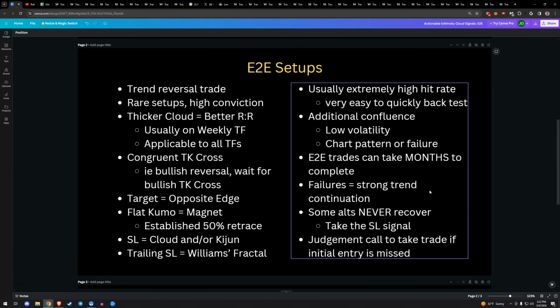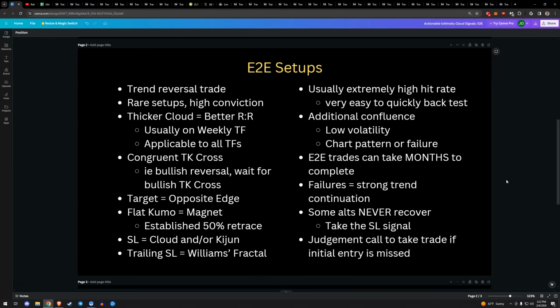Or in the Bitcoin case on the daily, what we're looking for is a bullish TK cross with price above cloud. And again, some alts never recover. If you get the stop loss signal, take the stop loss signal, because these take so long to set up and are so rare that, again, they're almost always never going to be wrong. And even if they are quote unquote wrong, you can always take the signal later, but it saves you the potential bearish continuation or bullish continuation on the Bitcoin side.